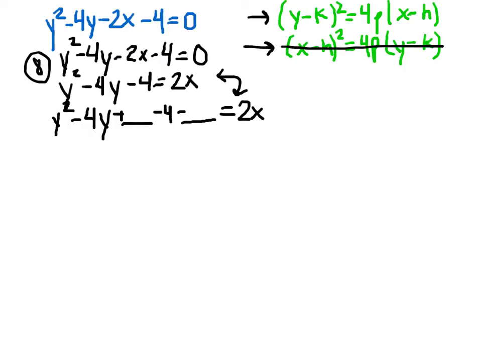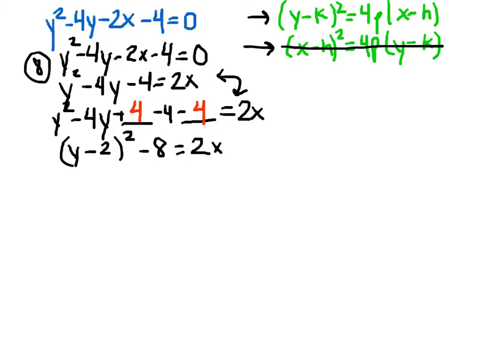So now when you complete the square, you take half of the 4 and you square it. So half of 4 is 2, squared is 4. And we added 4, so we need to subtract 4. So now we can write this as y minus 2, quantity squared. And we have that negative 4 minus 4, so we have a negative 8 equals 2x.